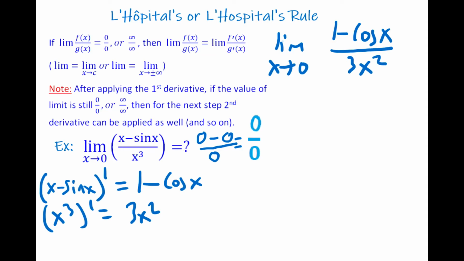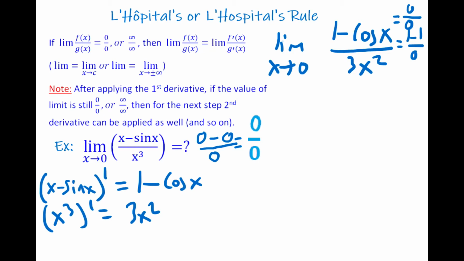And if you put 0 right now instead of x, then cosine 0 is going to be 1. So I'm going to have 1 minus 1 divided by 0, which is going to be 0 divided by 0. So as you can see, I still have an undefined condition, which is 0 divided by 0. And then I am allowed to take one more derivative in this case, as you can see.